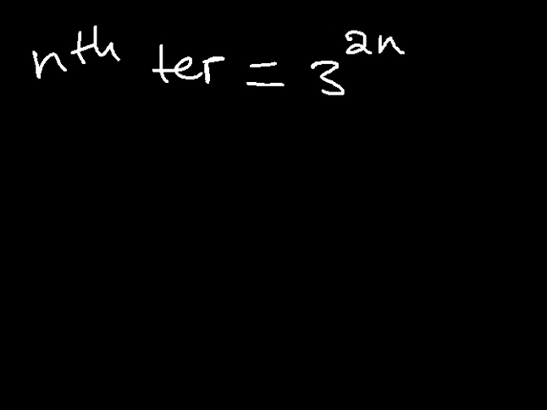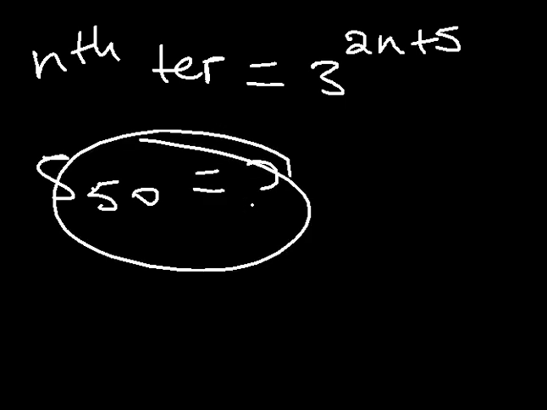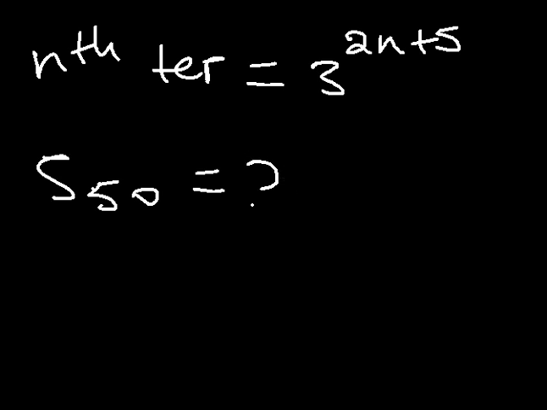Let's say this is also the case, assuming that we have the nth term formula for a GP. Let's say it is given as 3 to the power, let's say, 2n plus 5. So now, what is the sum of, let's say, 50 terms, for this geometric progression with nth term given as that?